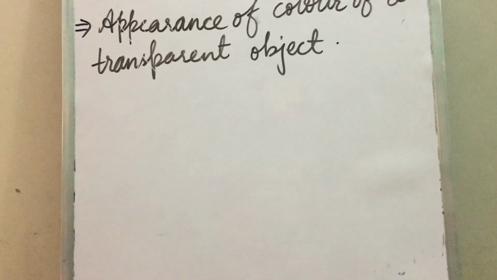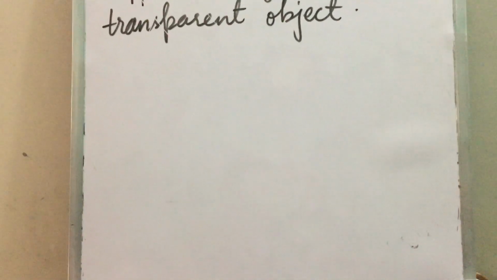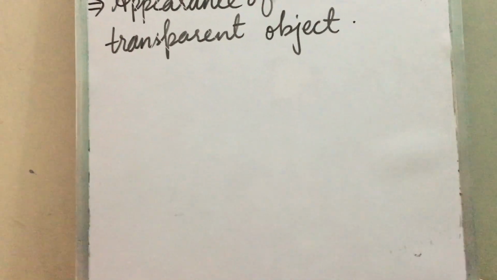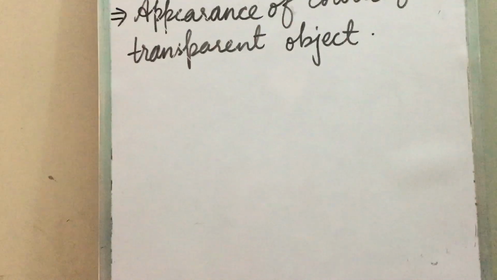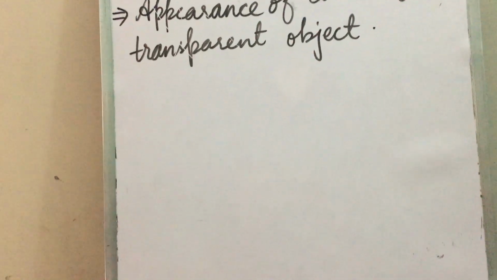For example, a blue colored cellophane paper allows light of blue color to pass through it and absorbs light of all the other colors. Okay children, likewise if we see a red cellophane cover, it is transparent in nature but it is seen red in color. Why? Because only the red color of the light is passed through it and the rest of the colors are absorbed by it.